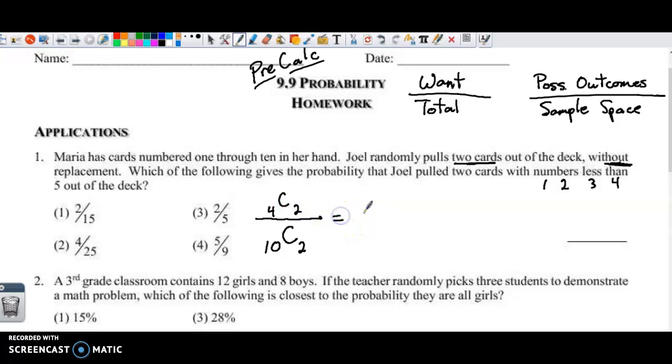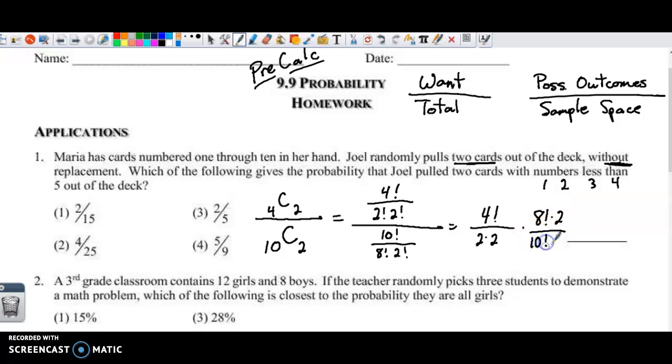What's kind of nice about doing a combination like this, I hope you understand where I'm picking these from. So for the numerator, 4 factorial over, you subtract the 2 numbers, so 2 factorial, and then the second number factorial, all over 10 factorial over, subtract the 2 numbers, and then the second number factorial. You could practice some of your skills here. Well, it is 2 times 2. And then instead of dividing by a fraction, we can multiply by the reciprocal: 8 factorial times 2 over 10 factorial. So the 2 could cancel out.